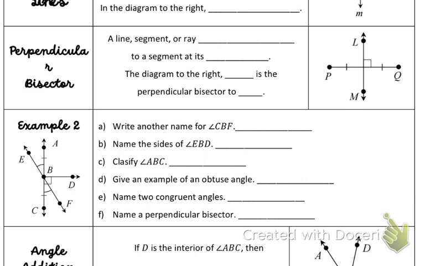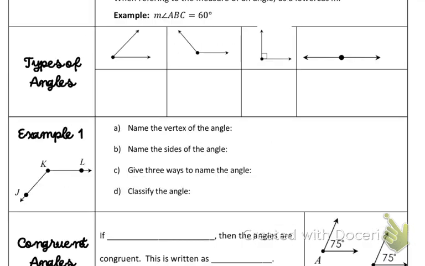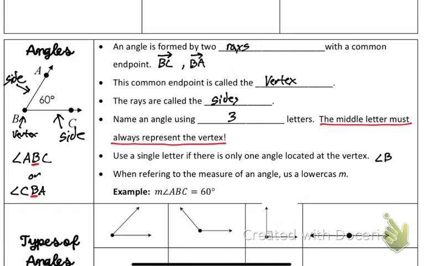I would get in the habit of using 3 letters as long as it's possible, as long as I give you 3 letters. But know that maybe in the question it might ask you, so I might say, name 2 other ways to name angle B. That way you know which one's angle B, that we use those 3 letters.